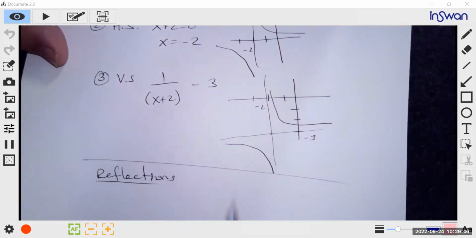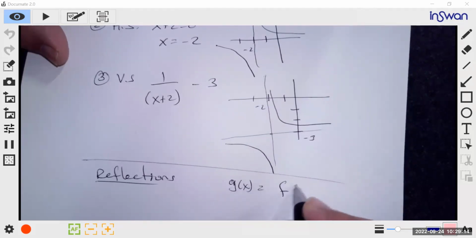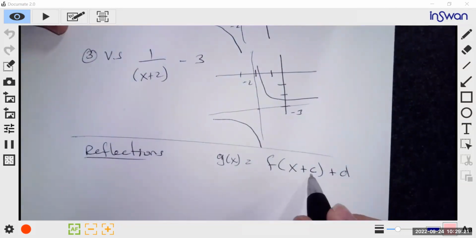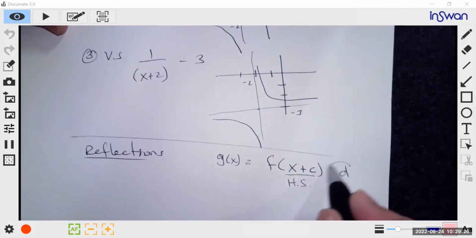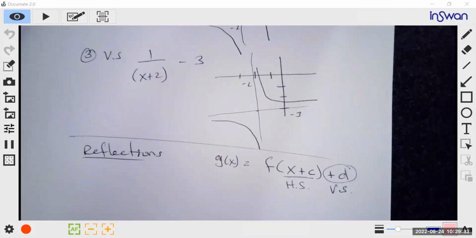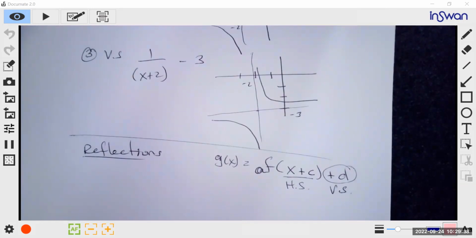Reflections. Because up until now, we've only looked at C and D. If it's inside the function, it's a horizontal shift. If it's outside, it's a vertical shift. That's all we've done so far. Now, for reflections, we're going to look at the coefficient out in front, the leading coefficient.